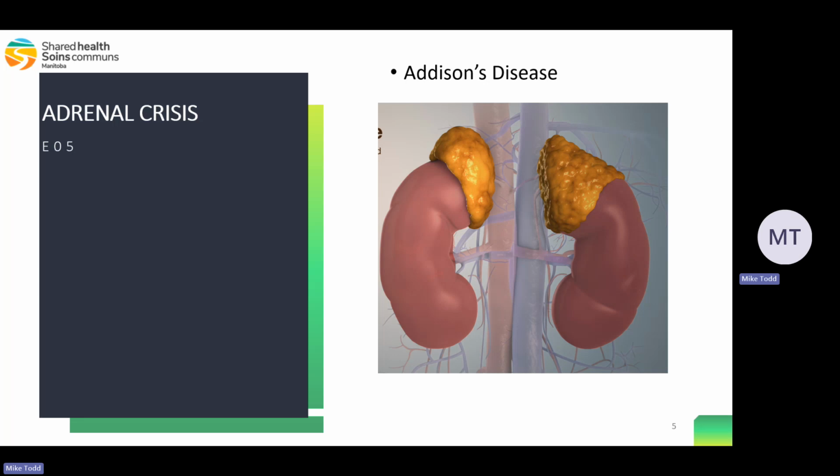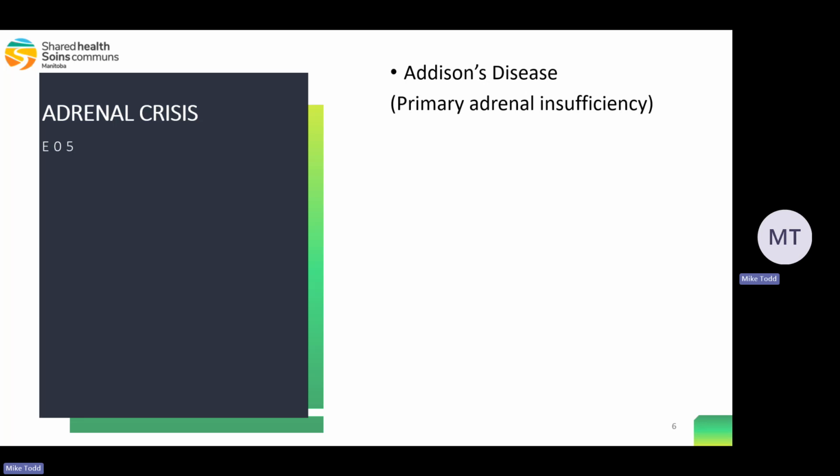So when we talk about adrenal crisis, a lot of times we reference patients that have Addison's disease. Addison's disease is also known as primary adrenal insufficiency. So this is a primary disorder of the adrenal glands themselves. Adrenal insufficiency is a disorder that occurs when adrenal glands don't make enough of the hormone cortisol and sometimes aldosterone. So we look at cortisol, it's most commonly known as the body's stress hormone.